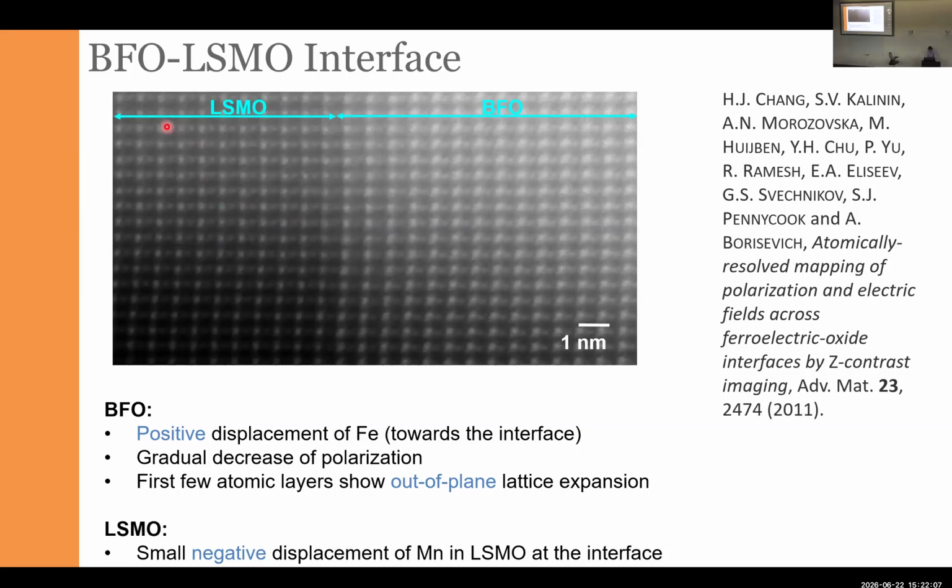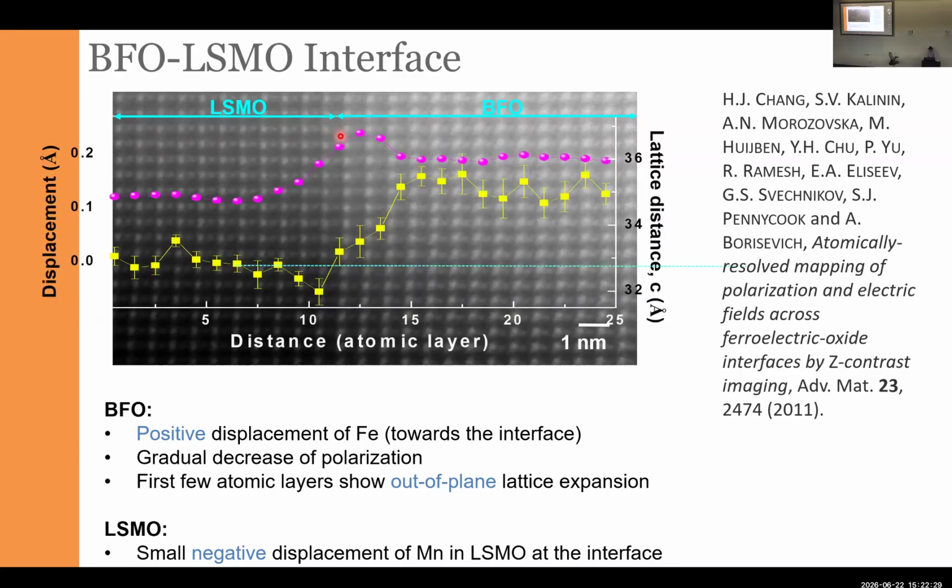So imagine that this is the interface between lanthanum strontium manganite and bismuth ferrite. Both of them are perovskites, therefore they form a coherent interface. This material is ferroelectric, meaning it has polarization. This material is not ferroelectric, therefore it doesn't have polarization.